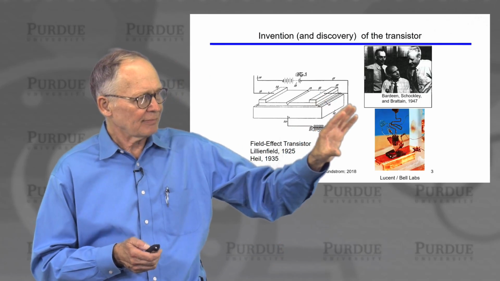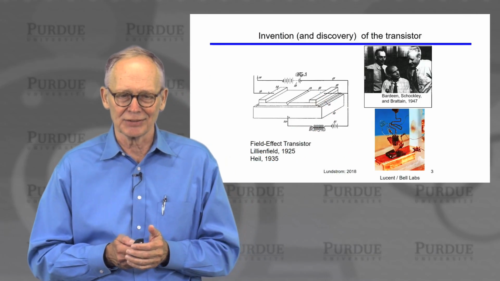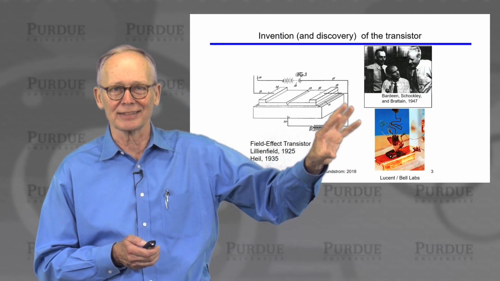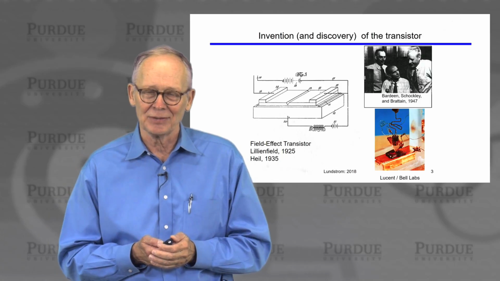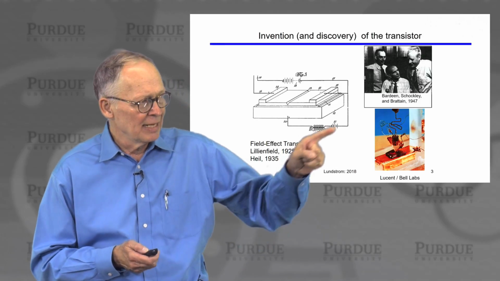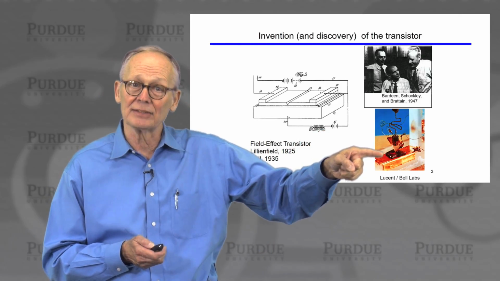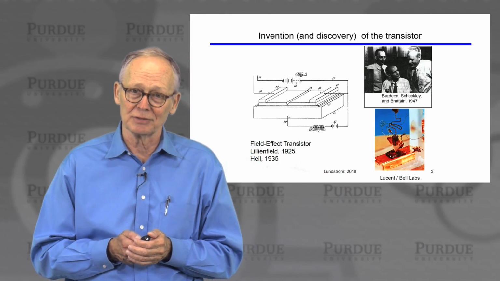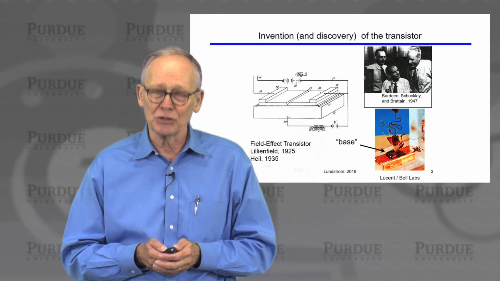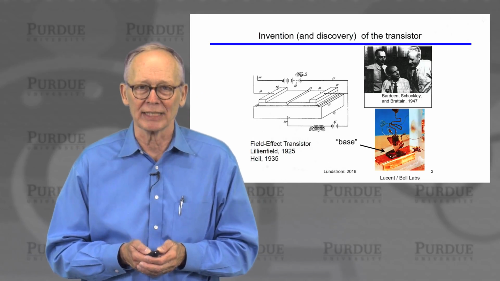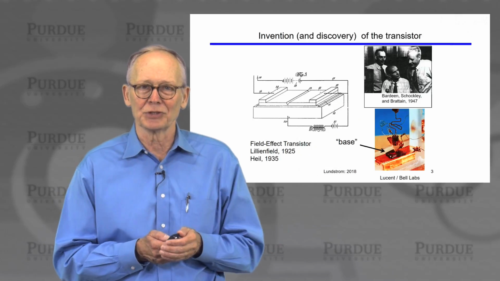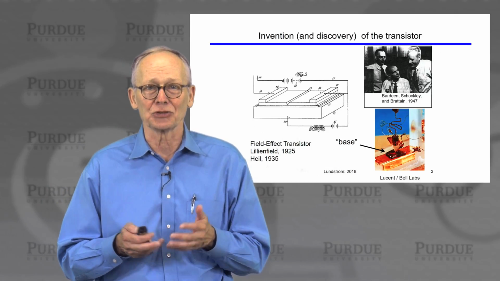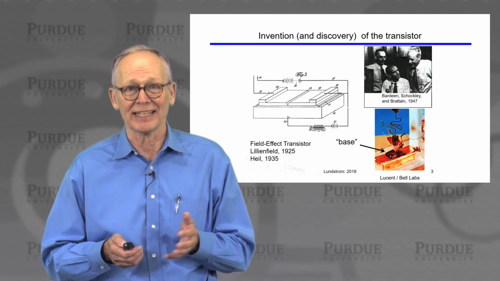This is a replica of that first transistor. You can see what it looked like. It'd be hard to predict the importance of this technology from this early prototype. But you can see it sitting on a piece of germanium, the first semiconductor that was used for transistors. You can see that that slab of germanium is holding everything up. That's why it was referred to as the base, and that name has stuck. We still refer to one of the terminals of bipolar transistors as the base.